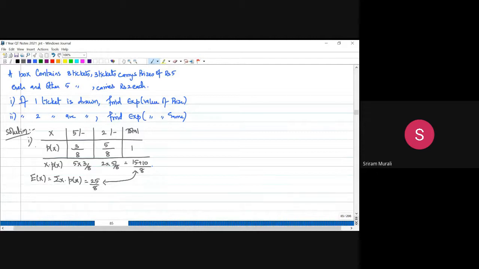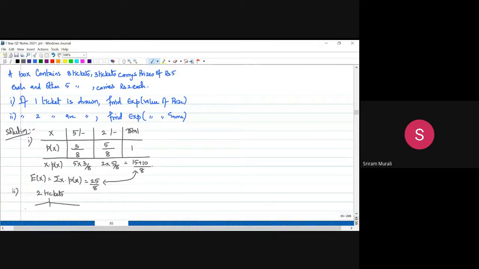Subdivision 2. Expected value of the game. If I take 2 tickets, because here I take only 1 ticket, it could be either 5 rupee or 2 rupee. But if I take 2 tickets, in how many ways can you materialize the 2 tickets? Both 5, both 2, or 5 and 2. So the 2 tickets I can materialize as 3 cases.